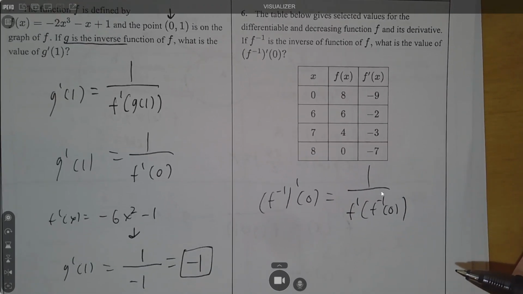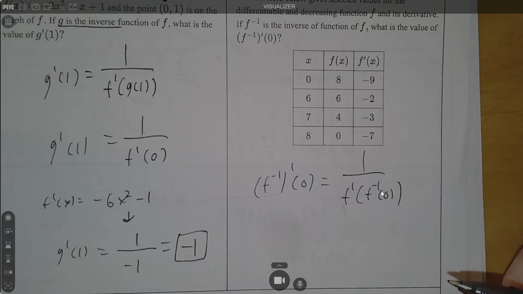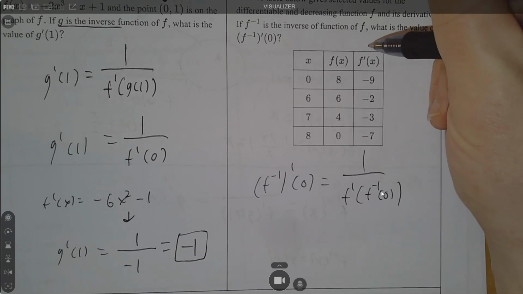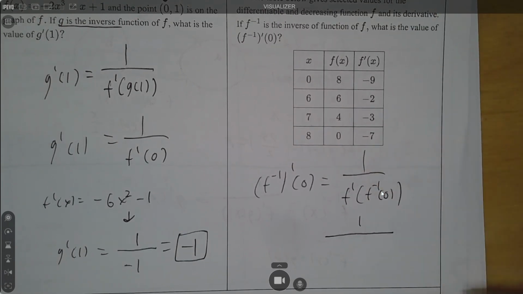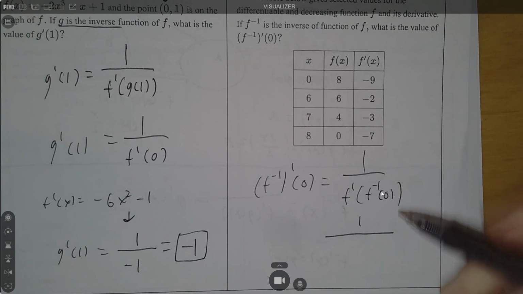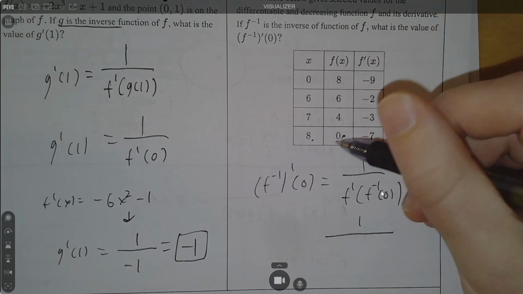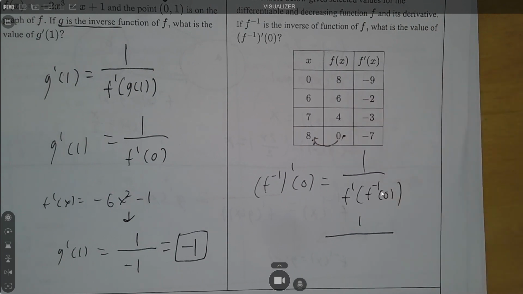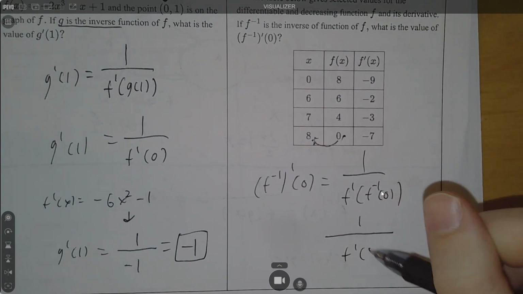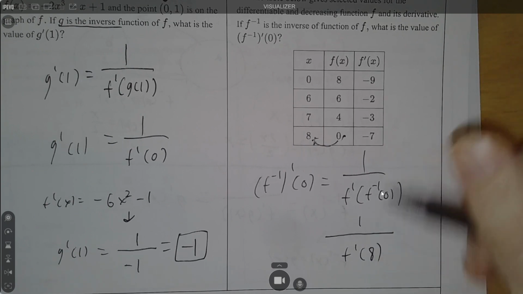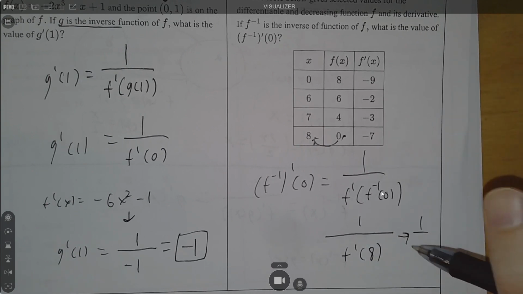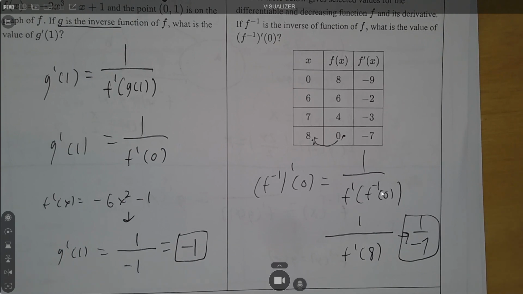I know this looks confusing. There are a lot of symbols that look very similar. So it's going to be 1 over, well, what is the inverse of 0? The inverse of 0 means I go find 0 as an output and find its input. The inverse of 0 is 8. So what it's really saying is 1 over the derivative at 8. The derivative at 8 is negative 7, so it's 1 over negative 7. That is your answer.